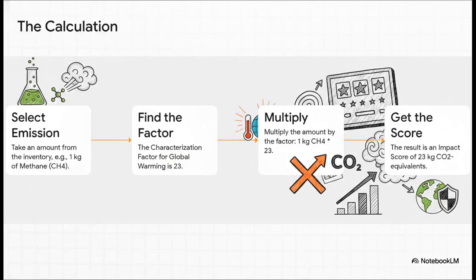And the math itself? It's actually beautifully simple. You just take the amount of your substance. Let's say we have 1 kilogram of methane from our inventory. You look up its characterization factor for climate change, which we just saw is 23. You multiply them together, 1 times 23, and boom, you get your impact score, 23 kilograms of CO2 equivalents. You do that for every single substance in every category, add them up, and you're done. Simple, right? But so powerful.